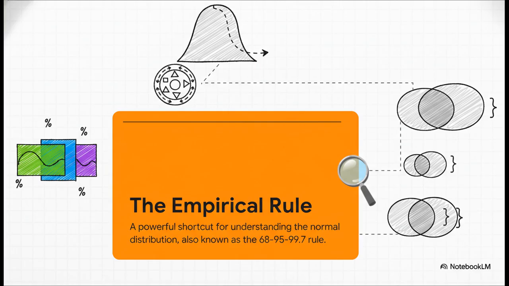Okay, so if the bell curve is the map, then the empirical rule, well, that's our secret decoder ring. It's a super simple but incredibly powerful shortcut that lets us understand how all that data is spread out without needing to bust out any complicated formulas. You'll also hear it called the 68, 95, 99.7 rule, and those numbers are everything.